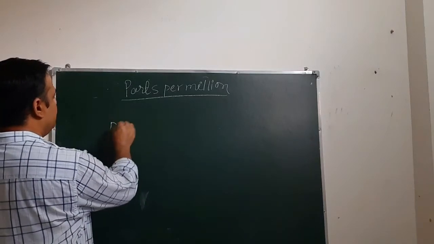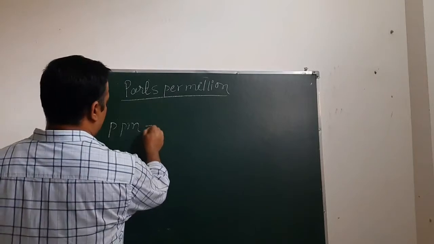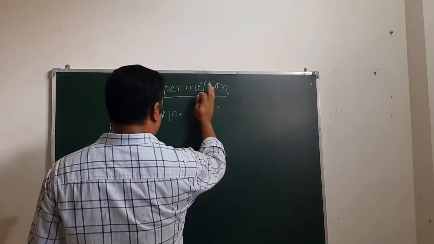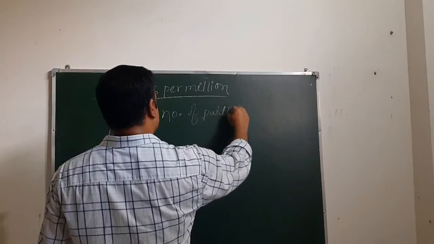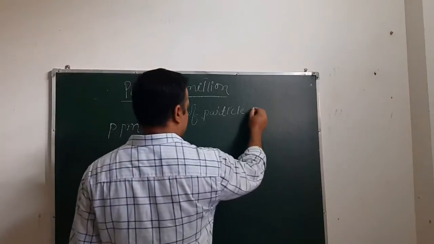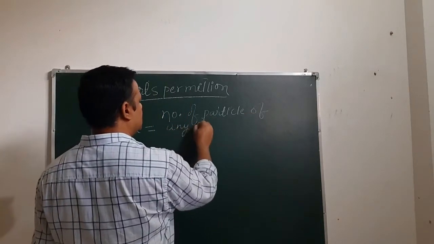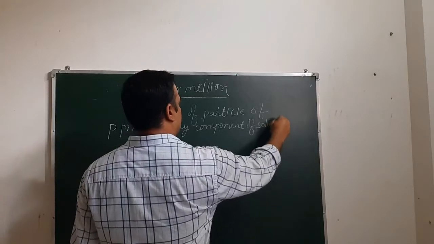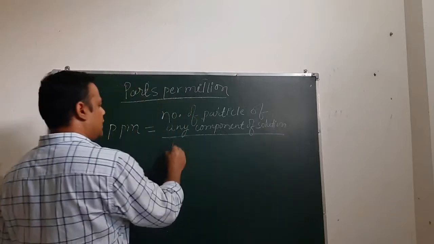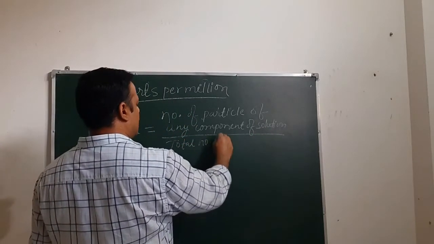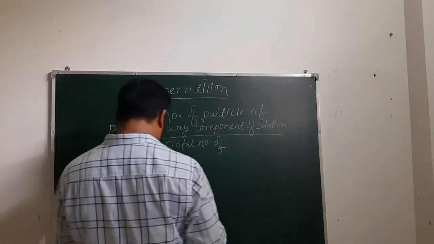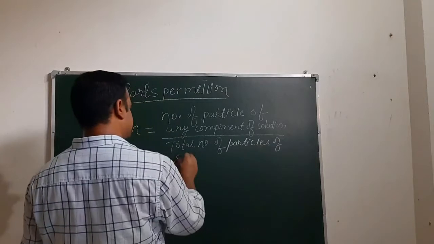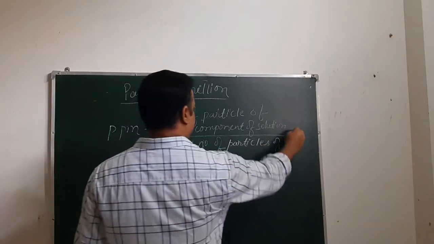The formula of parts per million, represented by ppm, is number of solute particles, or we can say number of particles of any component of solution, divided by total number of particles of solution, and multiplied by 10 to the power 6.